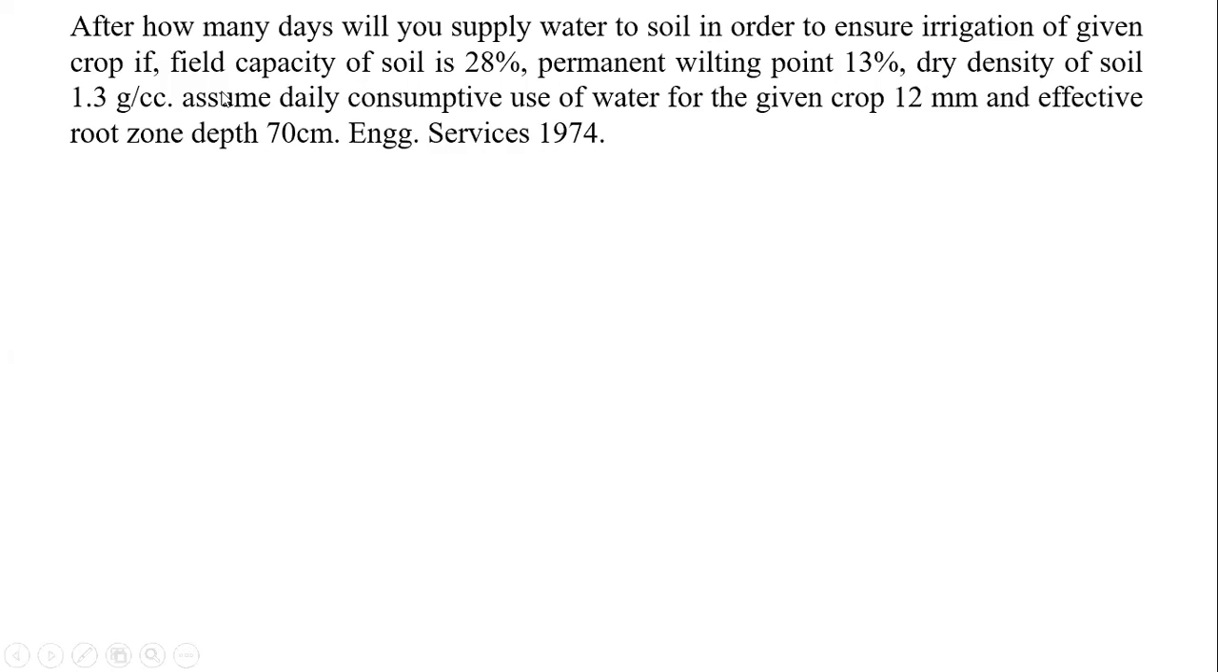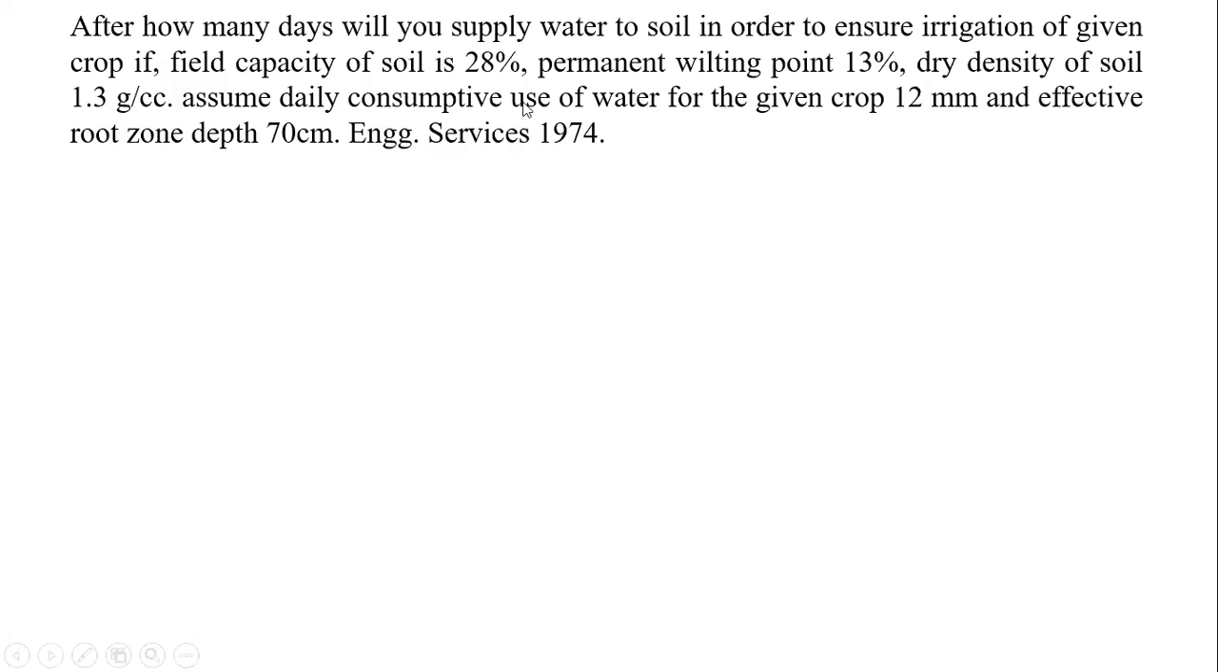And for that, they have given the data: field capacity of the soil as 28%. Then permanent wilting point 13%, which is the wilting coefficient we can say. Dry density of the soil 1.3 gram per cc, and the daily consumptive use of the water for the given crop is 12 millimeter. It means the water required for the crop for evapotranspiration, that is evaporation, transpiration, etc., the consumptive use, is 12 millimeter.